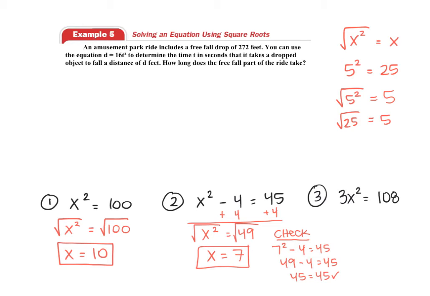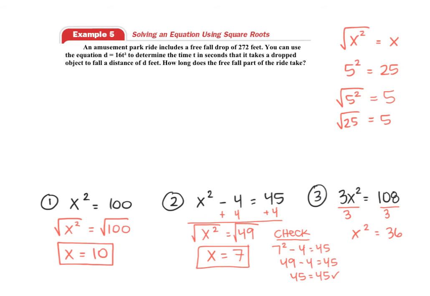We have 3x squared equals 108. So I want to get the x by itself. What operation's happening between the 3 and the x squared? Well, it's multiplication, so I'm going to start by undoing it with division. I'm going to divide each side by 3. That gives me x squared equals 36.